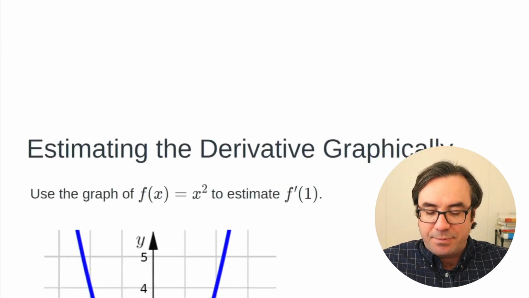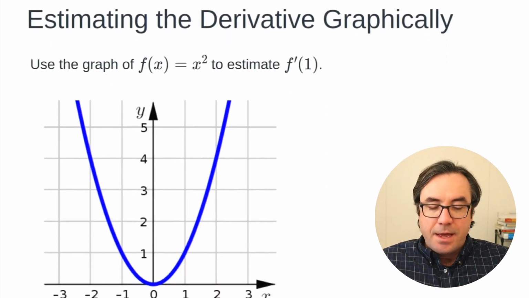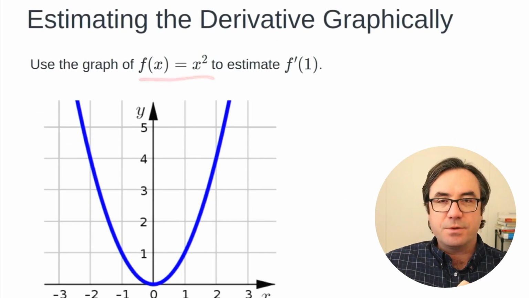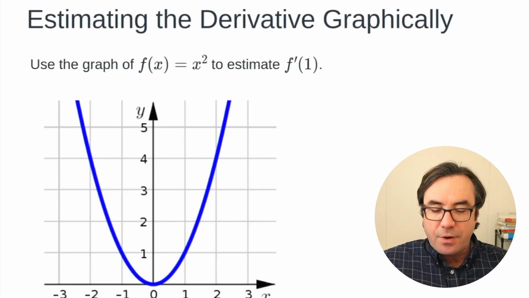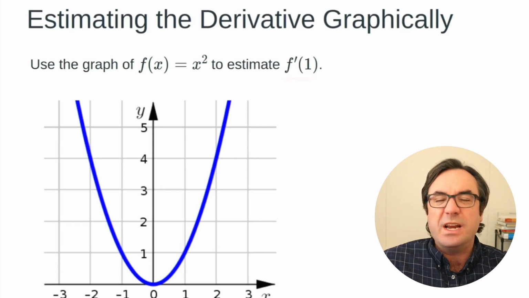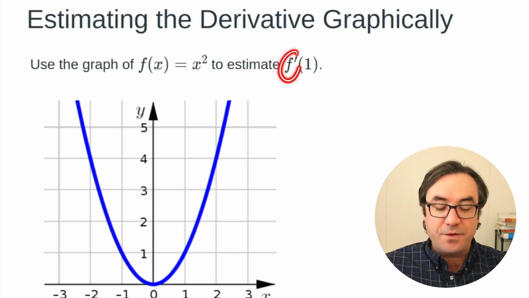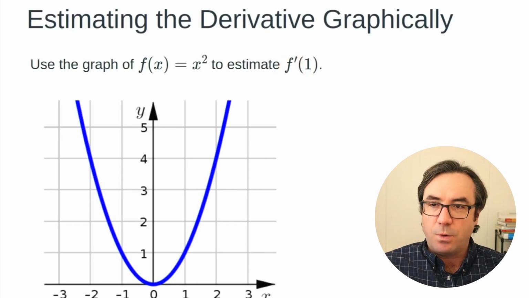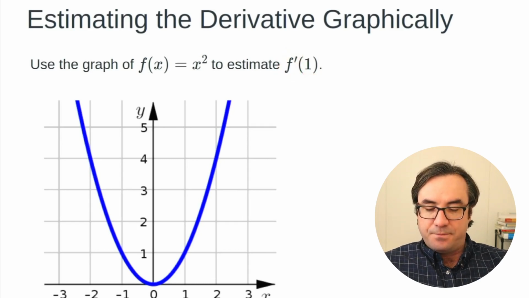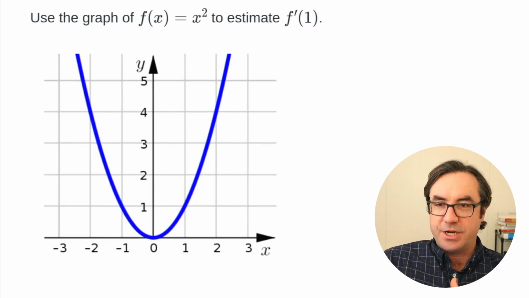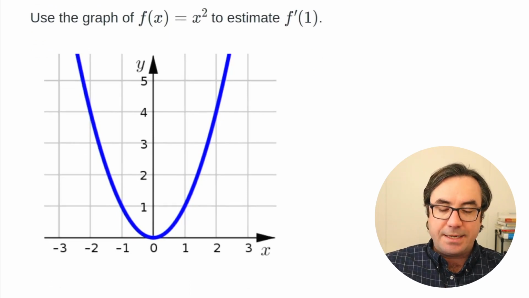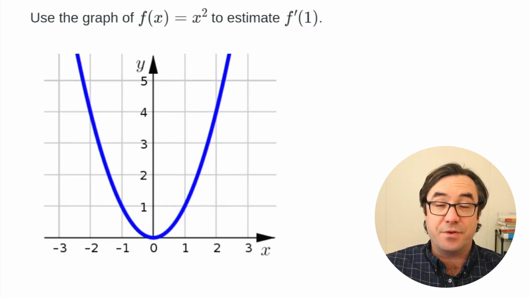We're going to look at an example. Nice easy function here. Our function is going to be f of x equal to x squared. And we have the graph, and we're interested in figuring out what the value of the derivative is at x equals 1. So we have the graph of our x squared function here, and we want to get this derivative.